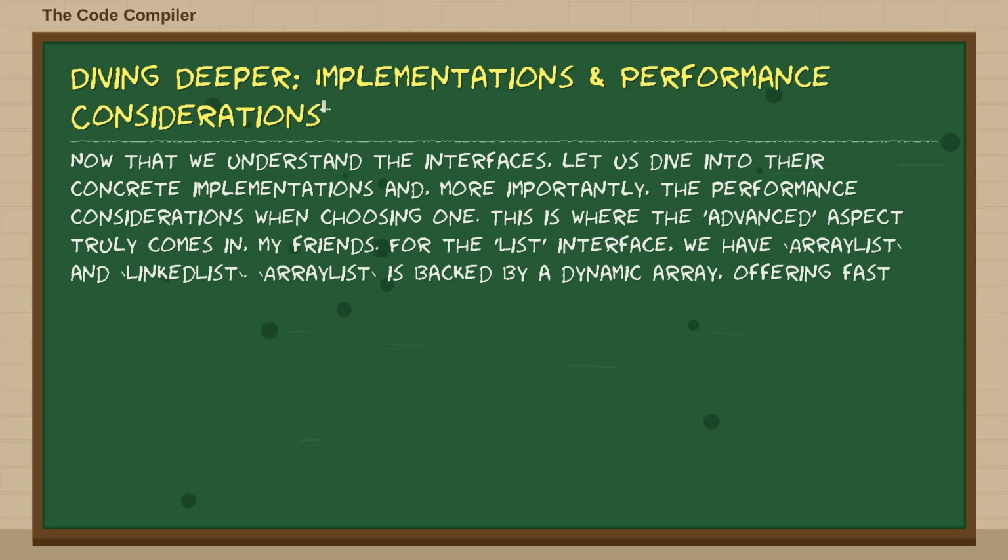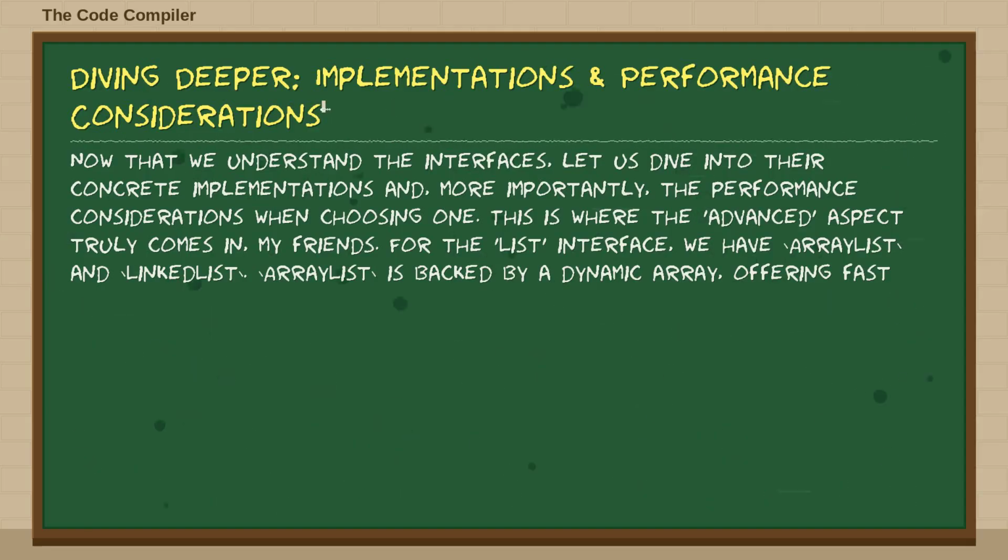For Set, HashSet provides very fast operations using a hash table, but it does not maintain order. TreeSet, using a balanced binary search tree, keeps elements sorted but has slightly slower operations.